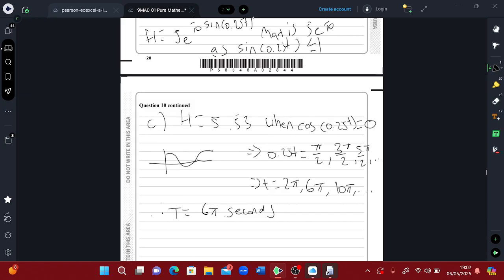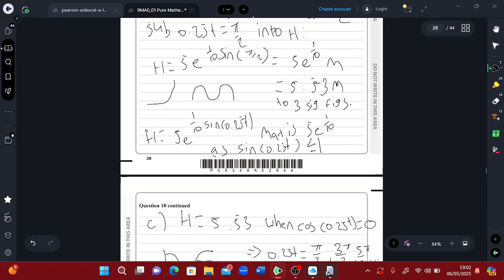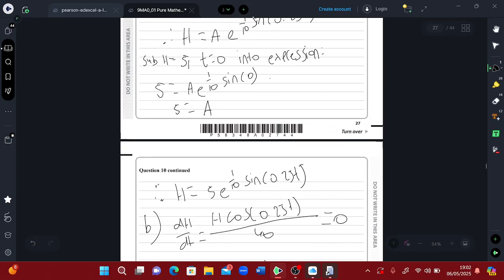So the second solution from 0, that's the first solution. That'd be the second one. Then obviously the third one would be that one. The fourth one would be the next. But we want the second one here, so we want 6 pi. So that's where that comes from.